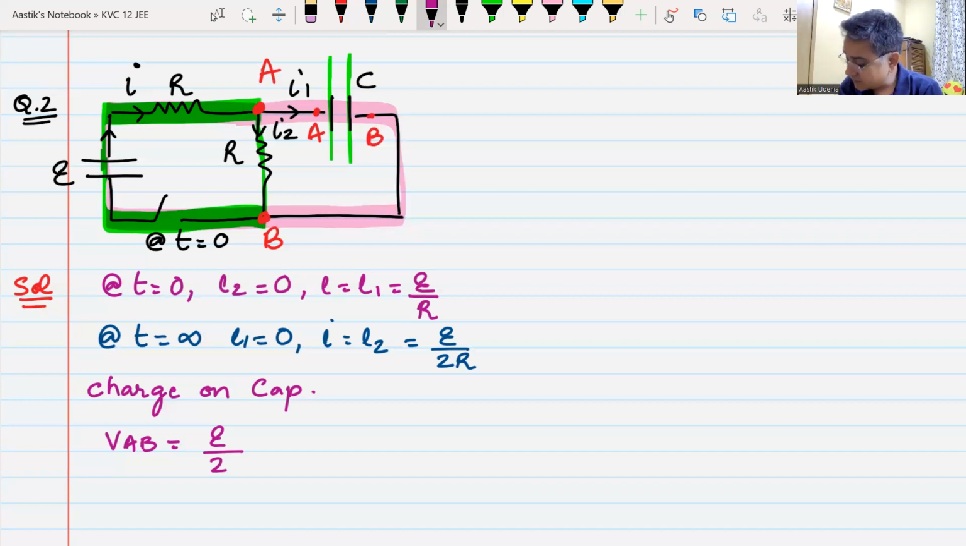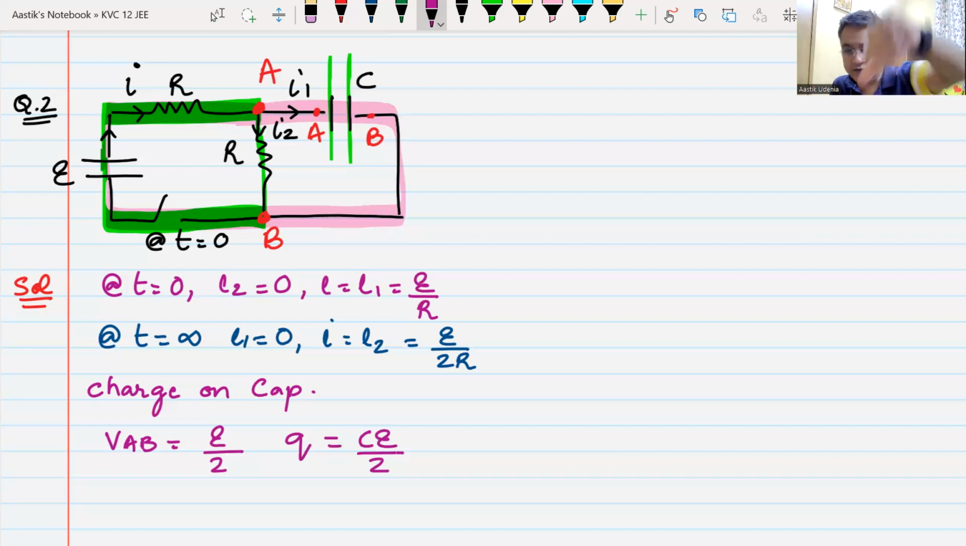So what is the charge on the capacitor in steady state? Q is equal to C into E by 2. And that is the answer that we are looking at. Everyone understands this?